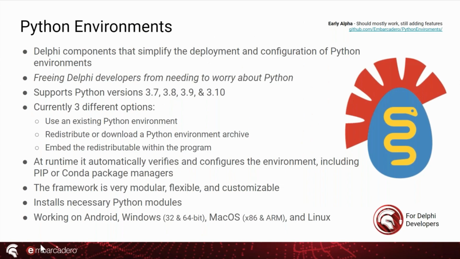First one is Python environments. This was actually the last one to be added, and the goal of Python environments is to make it ridiculously easy for you as a Delphi developer to get your Python environment set up for development, whether you're using Python for Delphi, the data sciences, or whatever you're wanting to do. There's three different options available here. You can drop down an environment and say, I just want to use an existing Python install, no problem. You can point it to an archive or download your Python environment, where it'll just go out and download the environment off the internet when the program runs and set it all up for you in the background, and you don't have to worry about it.